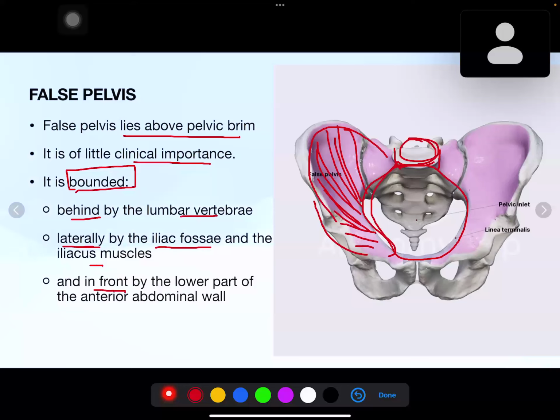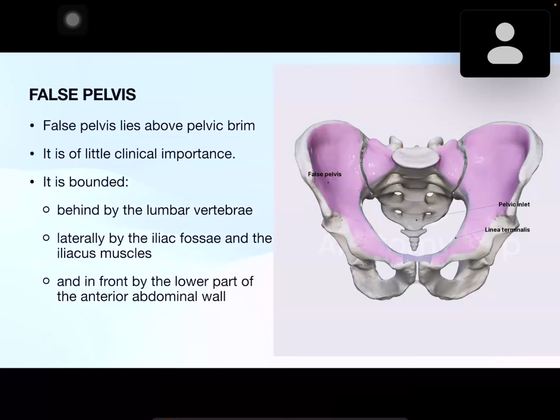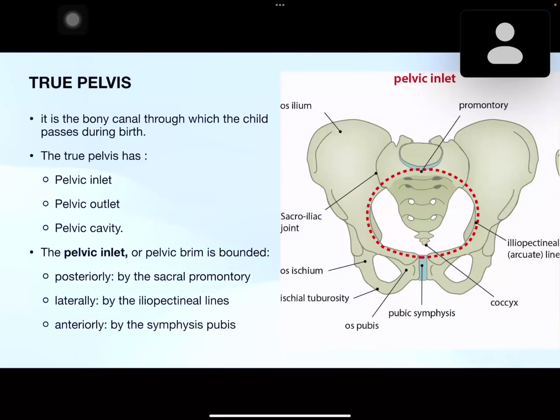And what would be the anterior? There is no pubic symphysis in the false pelvis, because below the pelvic brim will be the true pelvis. So above this pelvic brim there is no bony structure. Above the pelvic brim will be the anterior abdominal wall, so the anterior abdominal wall forms the anterior boundary of the false pelvis. There are no exact bony landmarks for the false pelvis, which is why it is of no clinical importance.